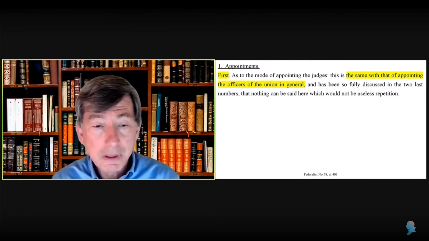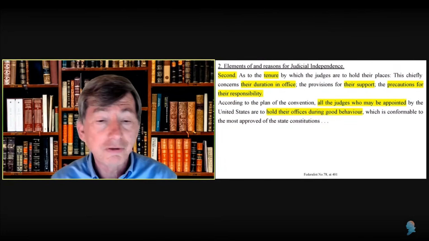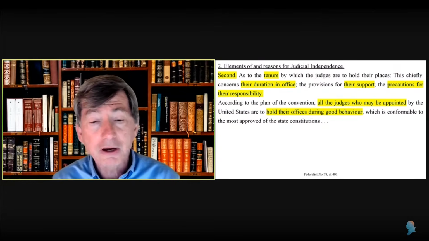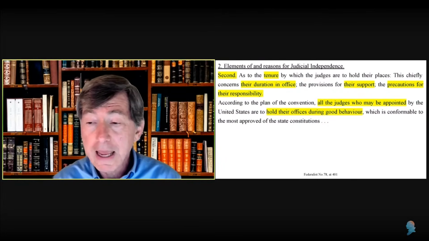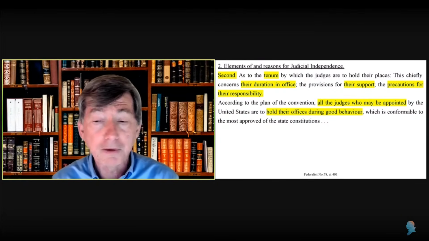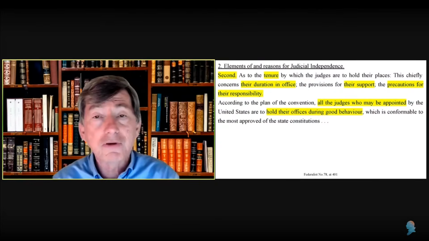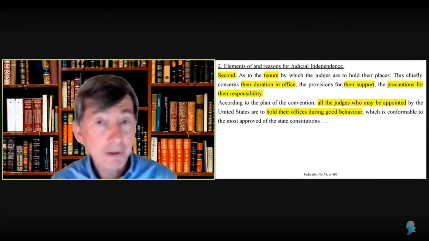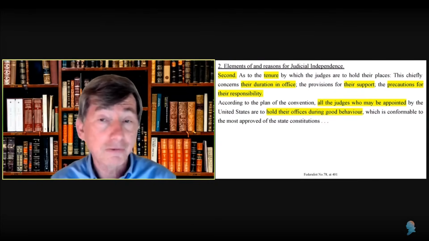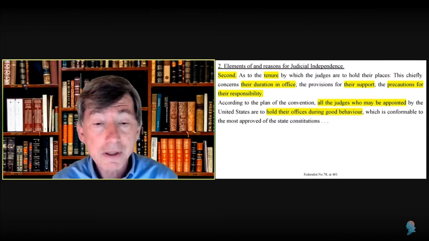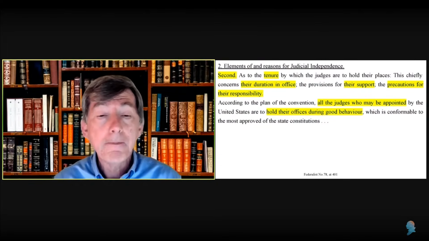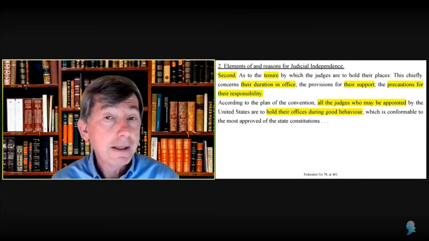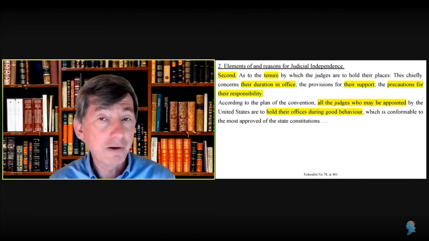Executive officers and judicial officers, both officers of the United States, are treated for appointment purposes in the same fashion. The elements of and reasons for judicial independence. He talks about tenure here, the second point, their duration in office, and that along with their support and precautions for their responsibility. We know that Congress cannot reduce their payments, although Congress can inflate the currency, which has the same kind of effect, but there's no way ultimately to control that. But the duration in office is what creates the independence of judges.